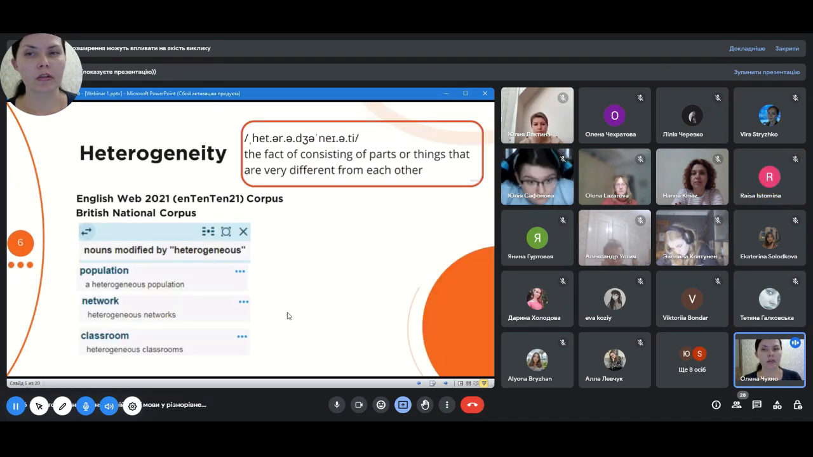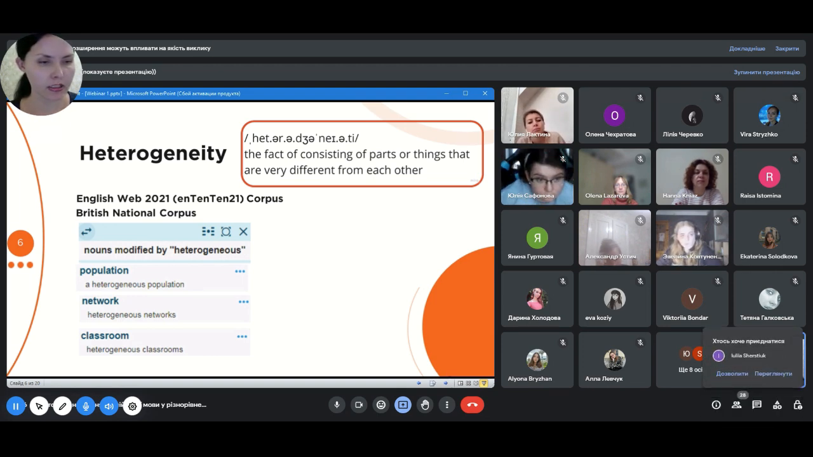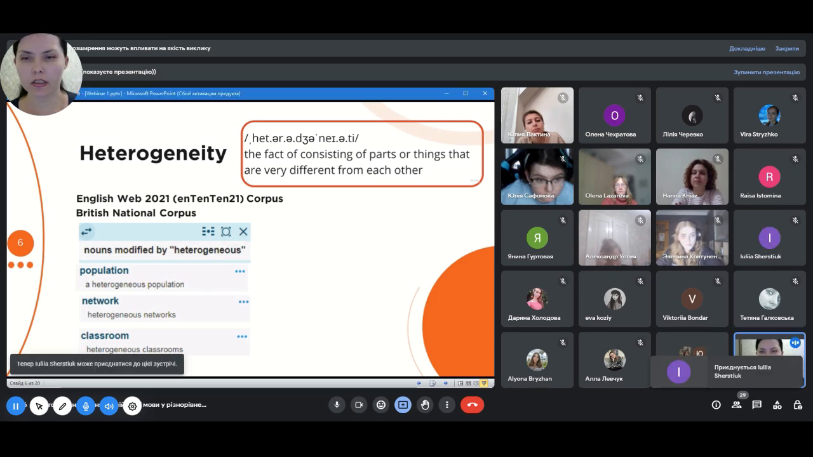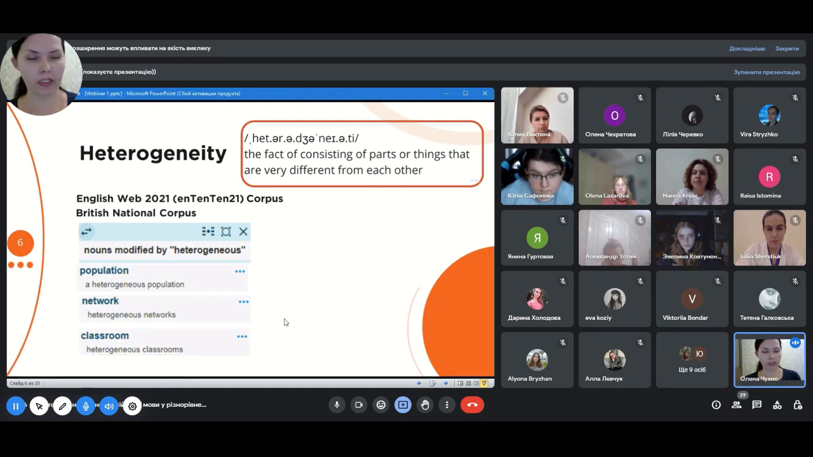Let's look at the definition of heterogeneity. It is taken from Cambridge Dictionary. Heterogeneity is the fact of consisting of parts or things that are very different from each other. And in English corpora, such as English Web 2021, British National Corpus, you will find such collocations as heterogeneous population, heterogeneous network, heterogeneous classroom. So a group of people can be described as heterogeneous if they have different characteristics, so they differ from each other. What characteristics can our learners differ in?